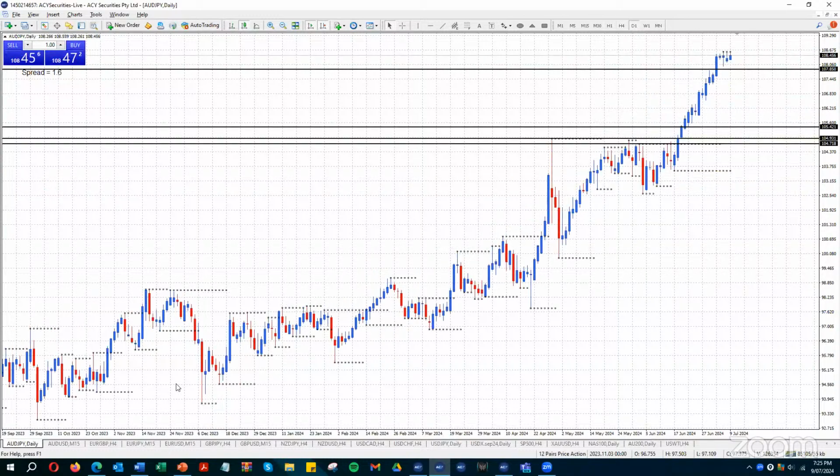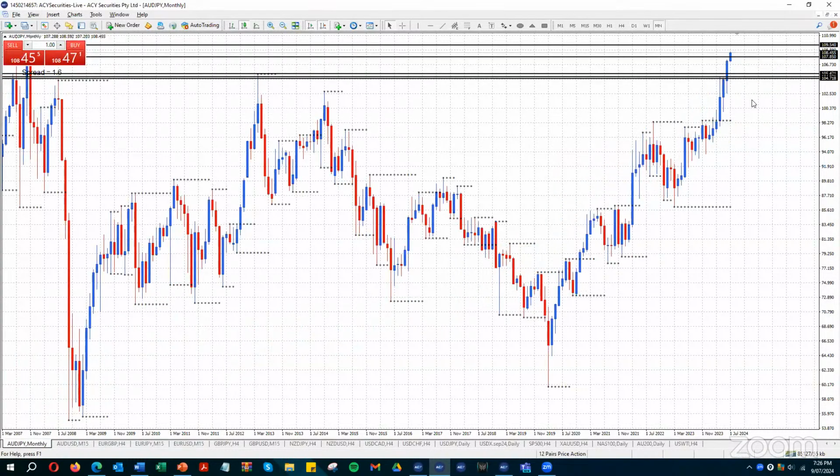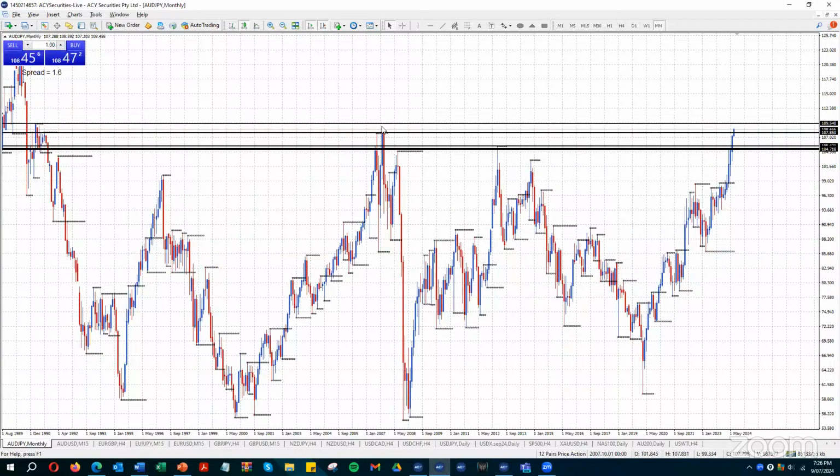All right, Aussie yen, very high up. This is more of an area where I'd entertain a short if we could get back below 107.85. 107.85, we're very overextended. Is this 2007 high?